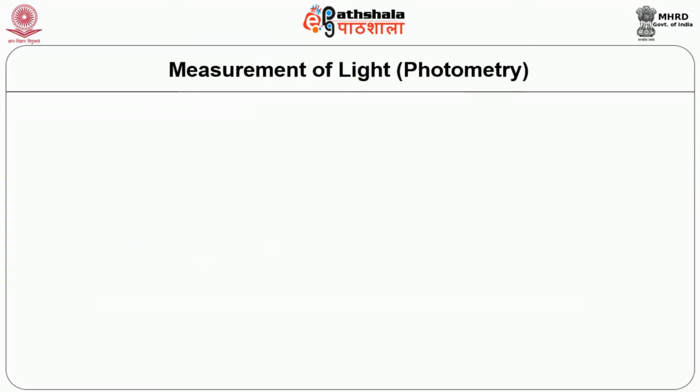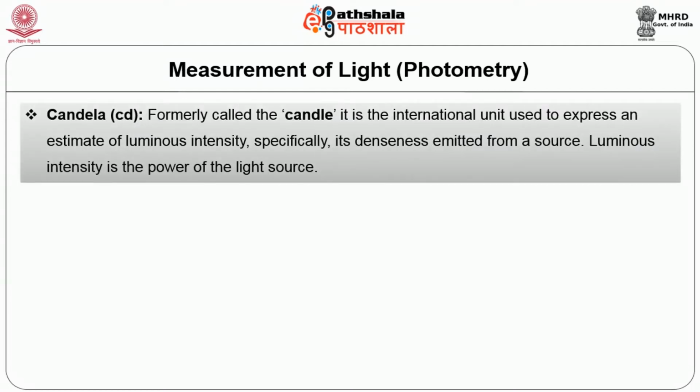Measurement of light in photometry. There are many concepts and terms that relate to the intensity of light. Each one has their own units of measurement as I explain here individually. First one is candela. Formerly called the candle, it is the international unit used to express an estimate of luminous intensity, specifically its denseness emitted from a source. Luminous intensity is the power of the light source.